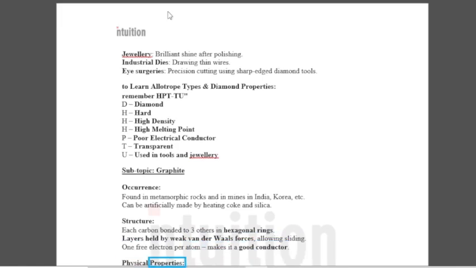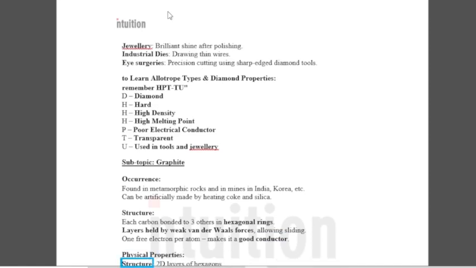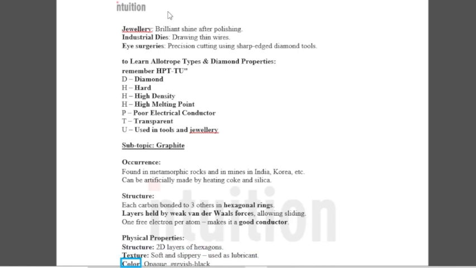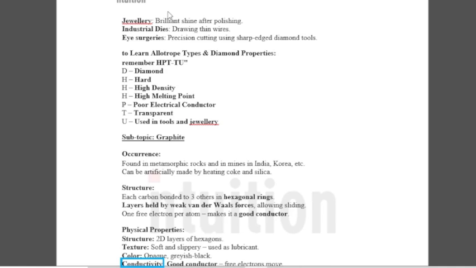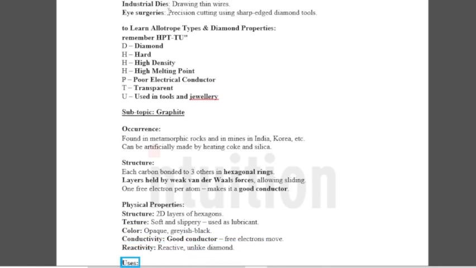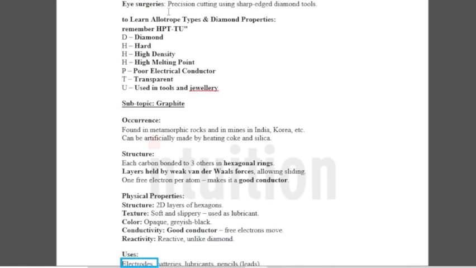Physical properties. Structure: 2D layers of hexagons. Texture: soft and slippery, used as a lubricant. Color: opaque, grayish-black. Conductivity: a good conductor, as free electrons move. Reactivity: reactive, unlike diamond. Uses: electrodes, batteries, lubricants, pencils, LEDs.